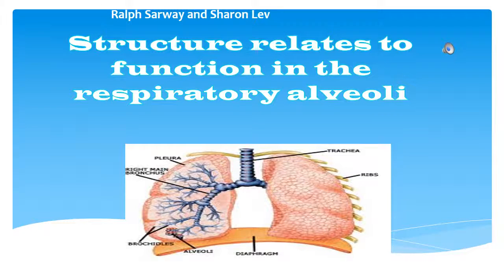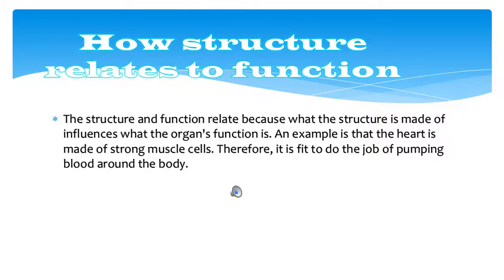Structure relates to function in the respiratory alveoli. By Russell and Sharon. How structure relates to function. The structure and function relate because what the structure is made of influences what the organ's function is. An example is that the heart is made of strong muscle cells. Therefore, it is fit to do the job of pumping blood around the body.